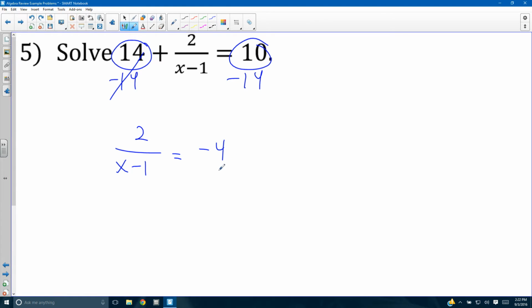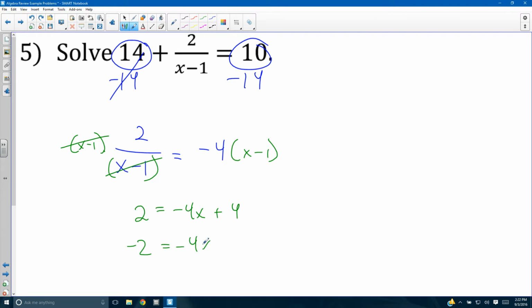Now this is negative 4 over 1, so you could do cross multiplication, but I'll do the exact same thing, multiply both sides by x minus 1. These go away. I have 2 equals negative 4x plus 4. If I subtract 4 over here, I'm going to get negative 2. Over here I get negative 4x. I divide both sides by negative 4, and I'm going to get x equals negative 2 over negative 4, which is positive 1/2, positive 0.5.